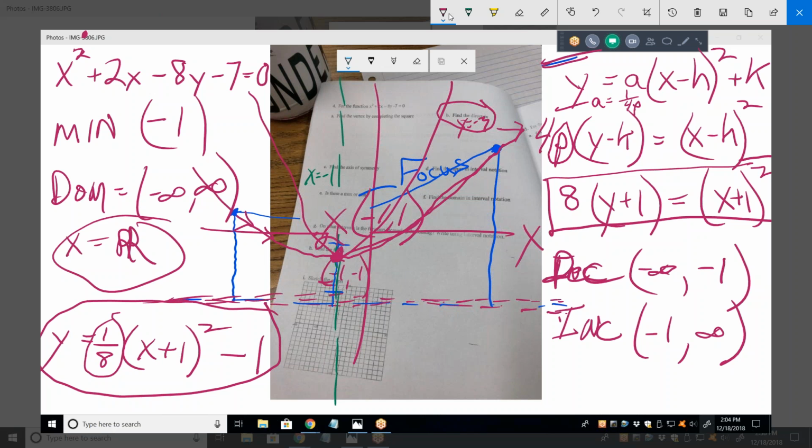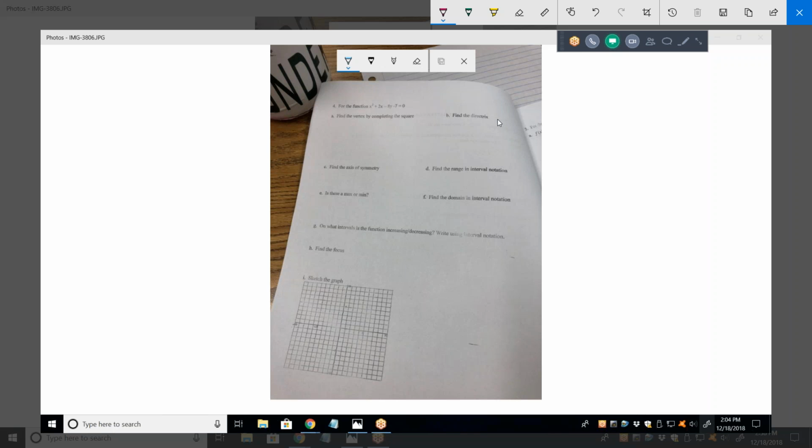Okay, so I'm going to erase all of that and go to the next page.